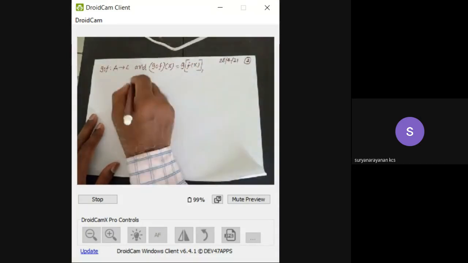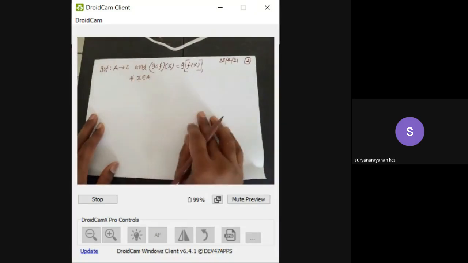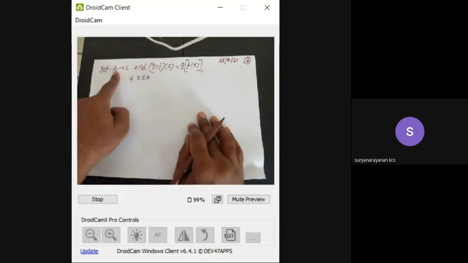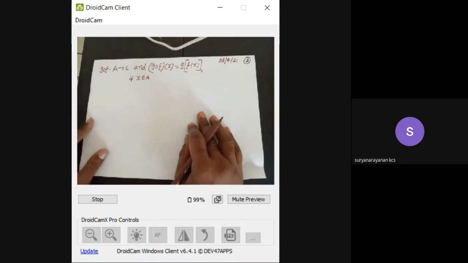For all X belongs to A, because these elements are taken from domain A. For this composition of these two functions, domain is A and codomain is C. Domain is A and codomain is C. Okay.